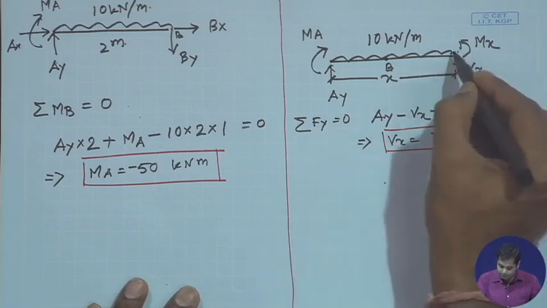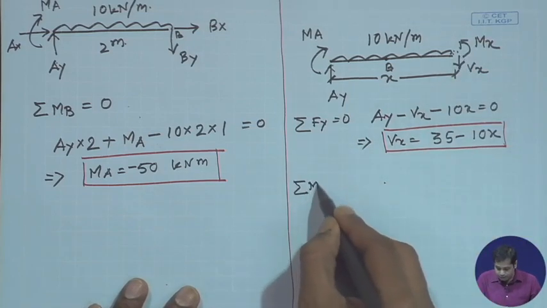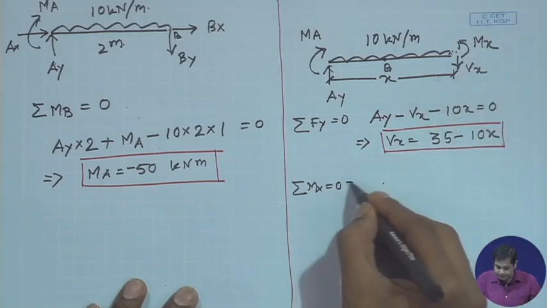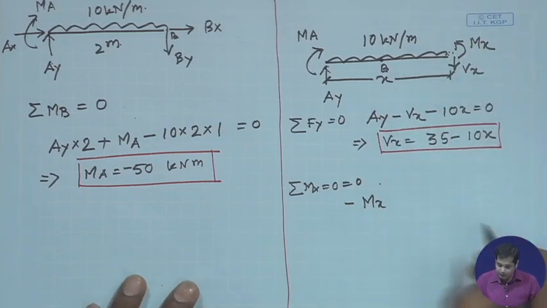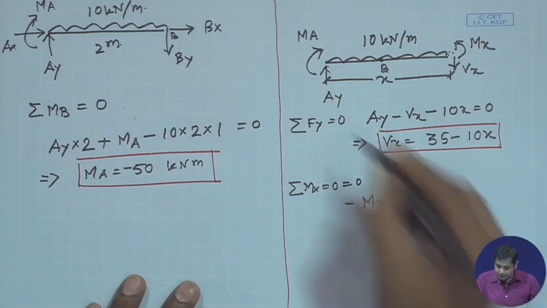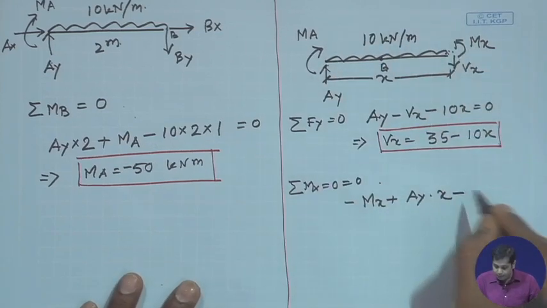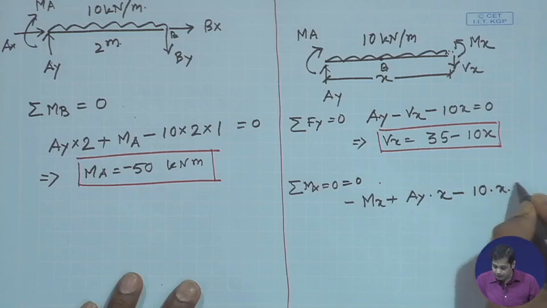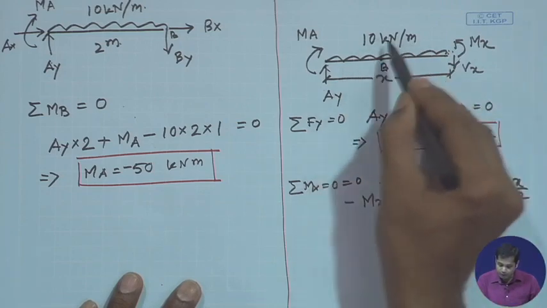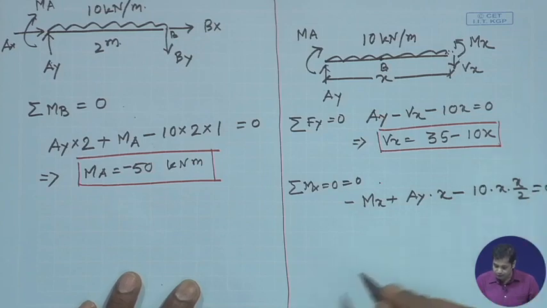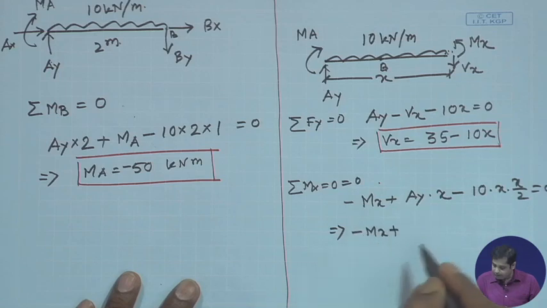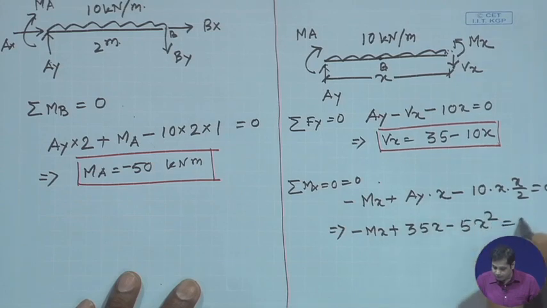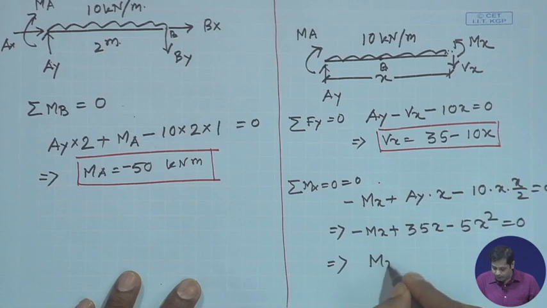You take moment at this point, summation of Mx is equal to 0, moment at a distance x. This gives you moment Mx, which is in the anti-clockwise direction, and then plus Ay into x, Ay produces a clockwise direction moment, and then minus 10 into x by 2, that is the load moment due to the external load UDL, that is equal to 0. From there we get Mx plus Ay x is equal to 35x minus 5x square is equal to 0.